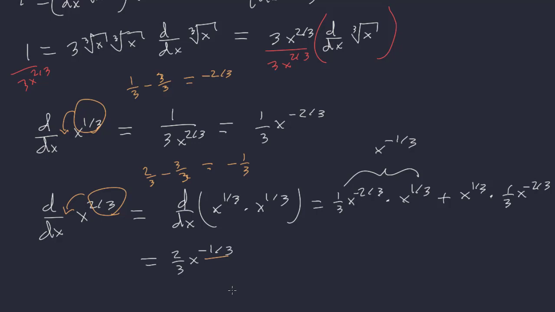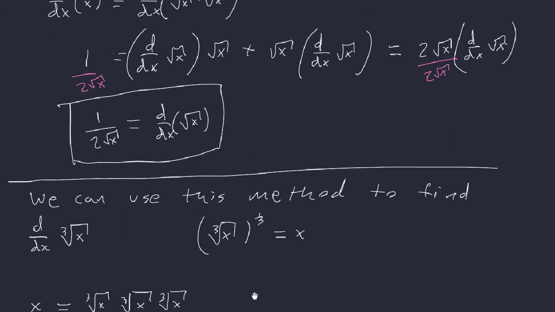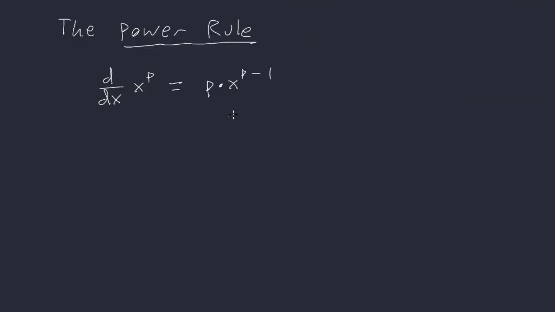Okay, in fact, we can do this with pretty much any exponent, okay? And this is what's known as the power rule. Okay, the power rule essentially says that the derivative of x to any power is just going to be that power times x to the power minus 1. Right? Always. When we do this, we bring the power down and subtract by 1. Right? So it'll be p times x to the p minus 1.